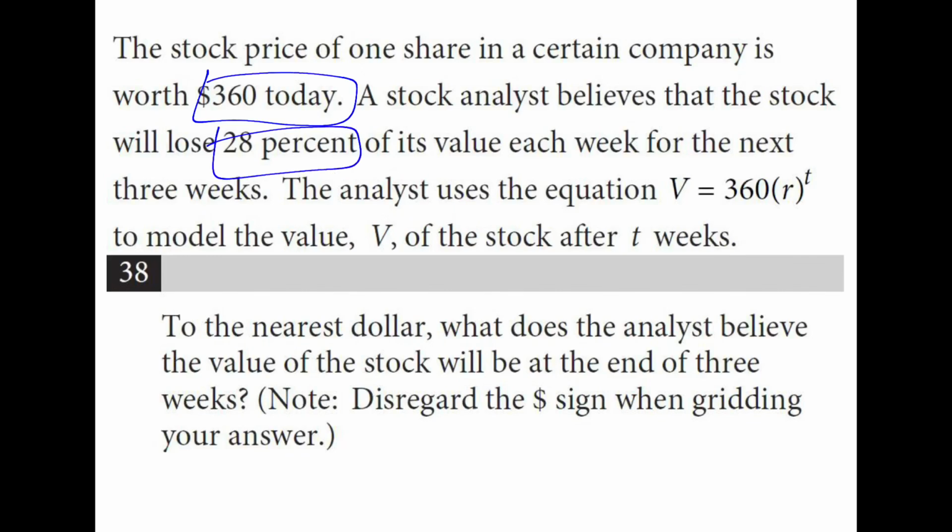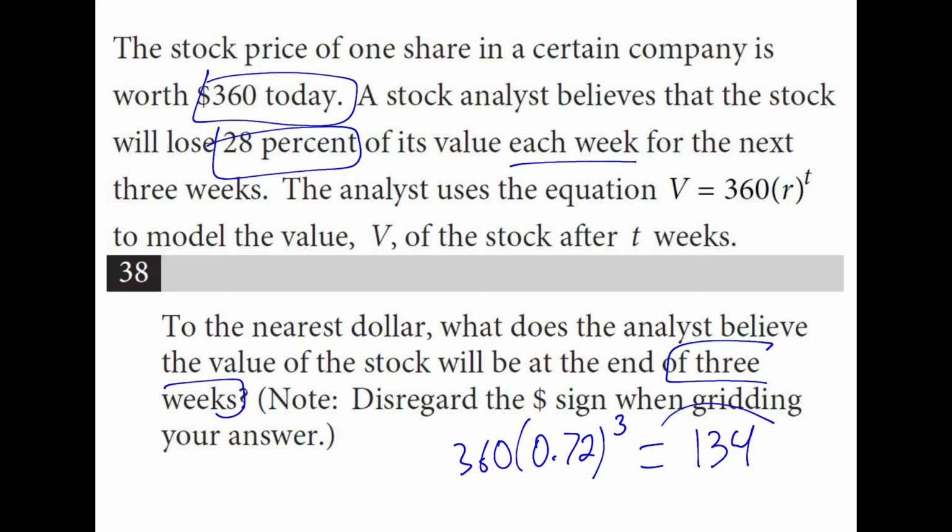$360, losing 28% each week for 3 weeks. So 100 minus 28 over 100 gives us 0.72. And they want us to round to the nearest dollar. So this is 134.369, but we're going to leave that as 134, the nearest dollar.